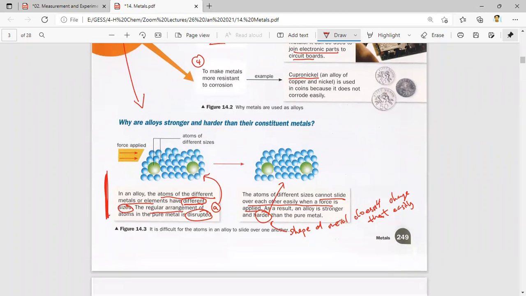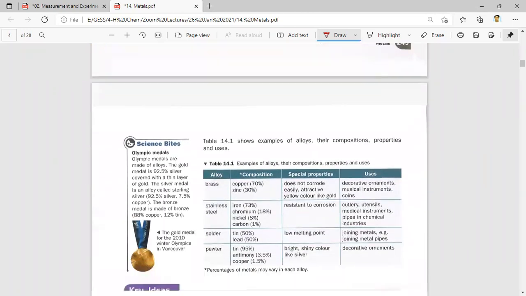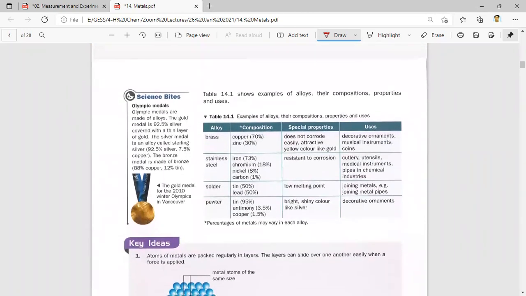This is this part over here. This is the composition, so you can take note of this. If they ever want to ask you what's the composition of the alloy, it will only be within here.